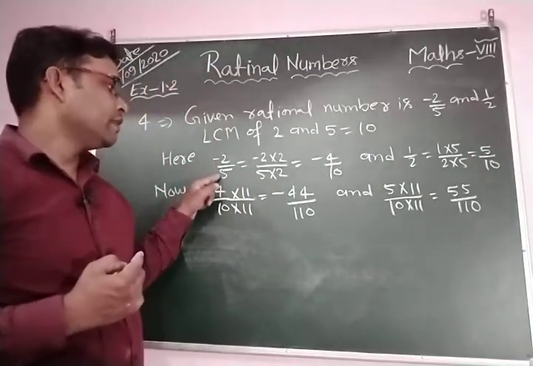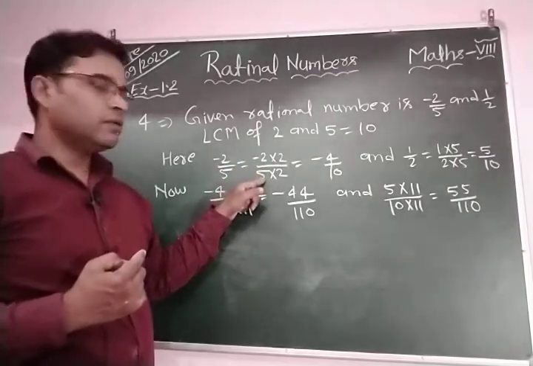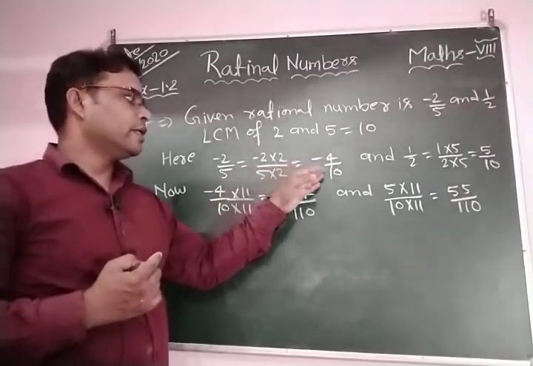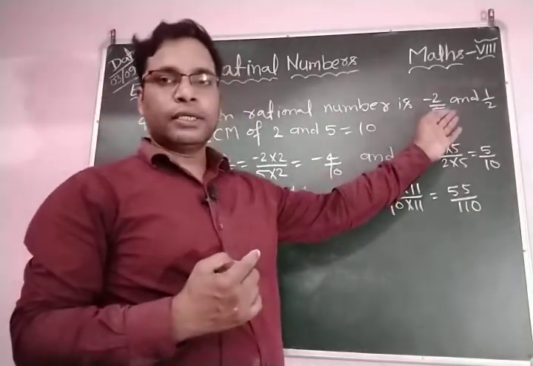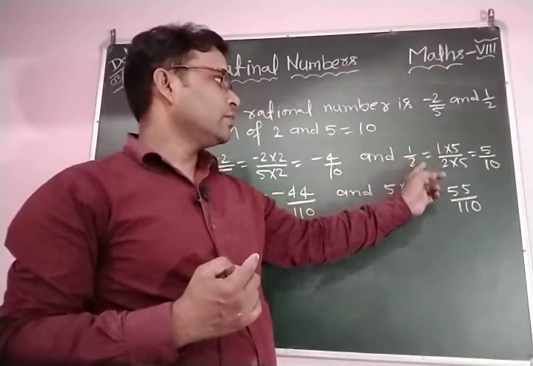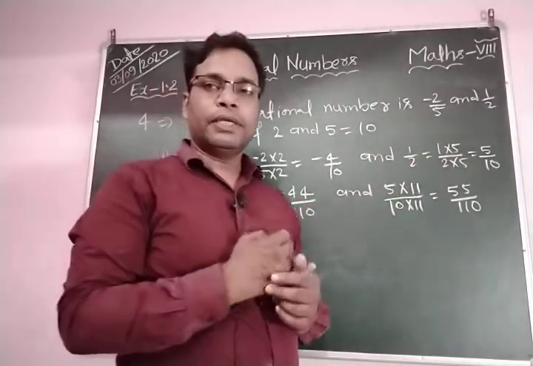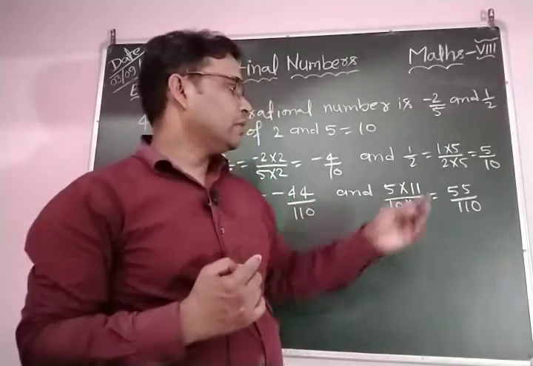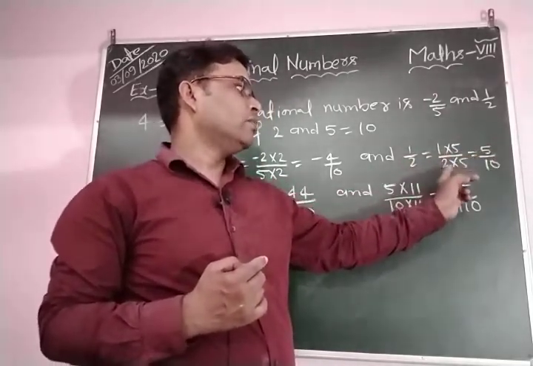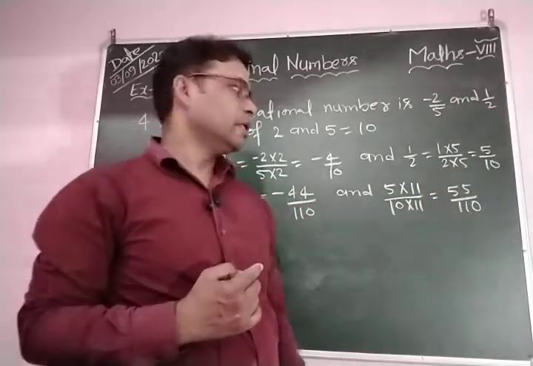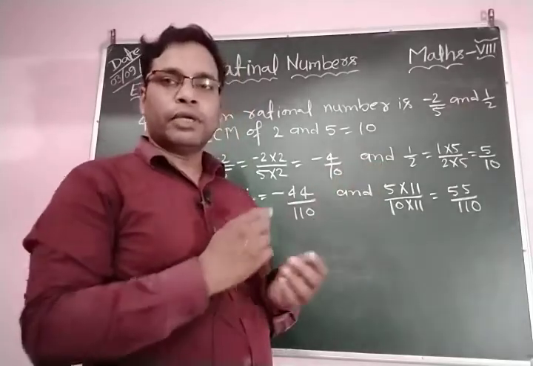Minus 2 by 5 is equal to, you can write, minus 2 into 2 by 5 into 2. This is equal to minus 4 by 10. And now the second rational number is 1 by 2. So in this we multiply by 5 in the numerator and the denominator. Then we obtain 1 into 5 is equal to 5, divided by 2 into 5 is equal to 10. So you can see here both rational numbers have equal denominators.